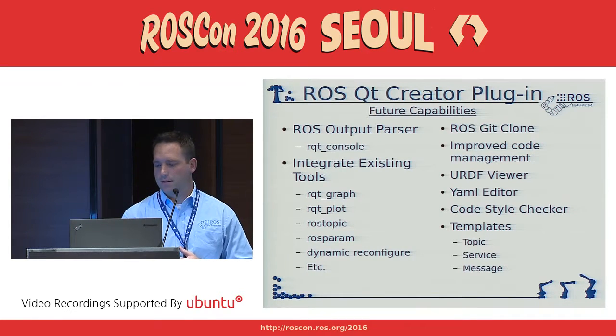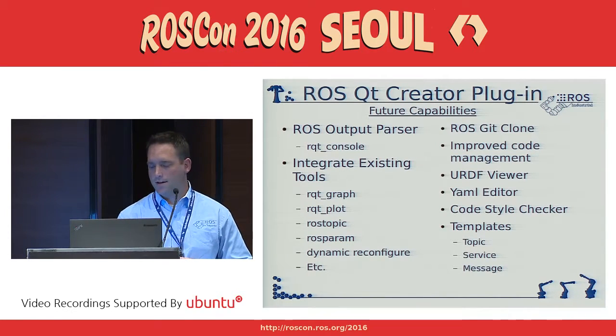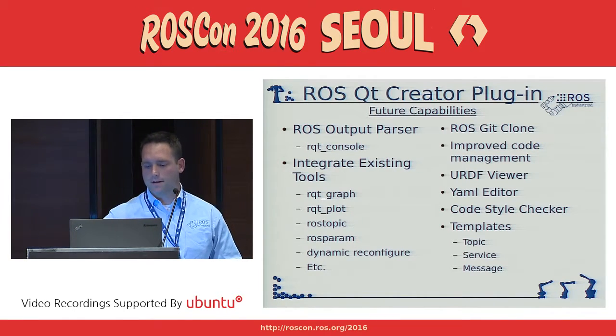Improved code management of the project. URDF viewers, YAML editor. Another big one is a code syntax checker. That way it can make sure it follows the ROS style guide, and it'll notify you if it doesn't. And then various templates for ROS topic, service, and messages.